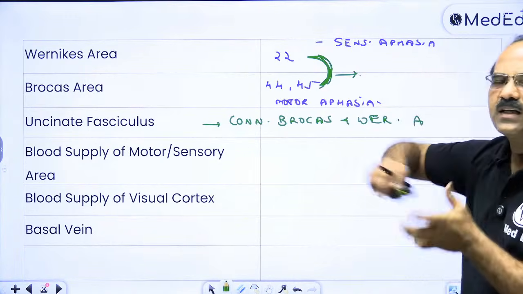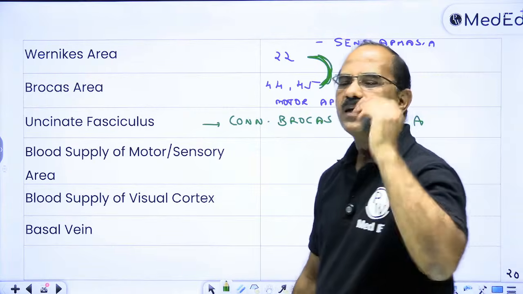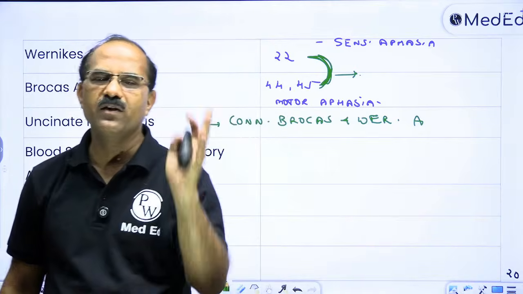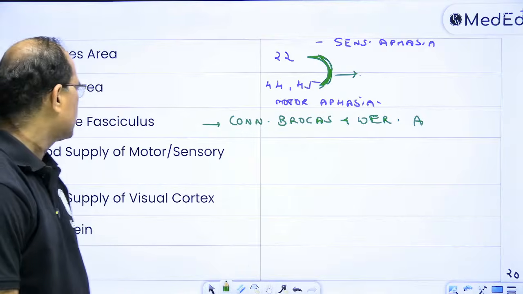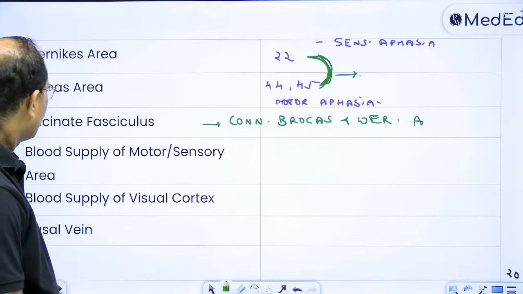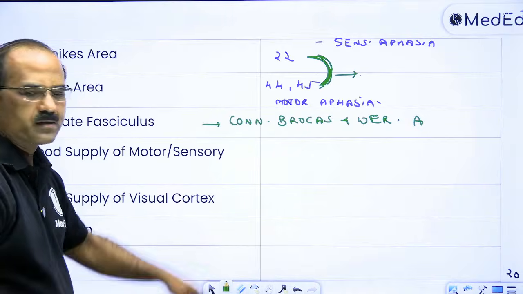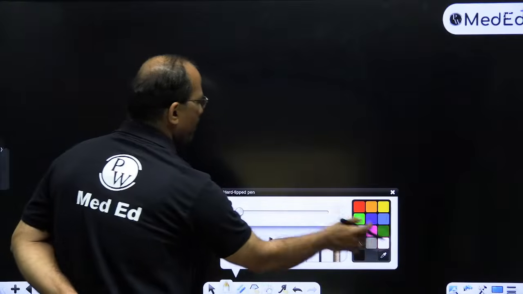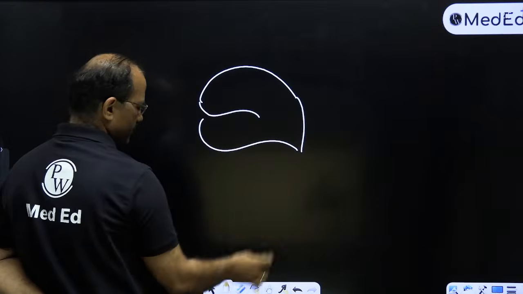Yes, so Wernicke's area is area number 22. Broca's area is area number 44, 45. The connection between the Wernicke's and Broca's area is the arcuate fasciculus. Blood supply of the motor or the sensory cortex. बोल सकते हो? What is the answer for this? Can anyone answer this? थक गए सब? Answer this.